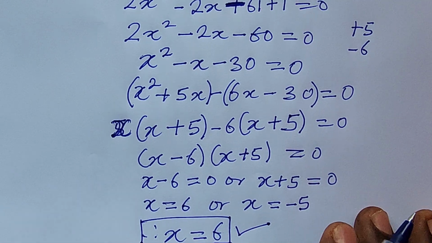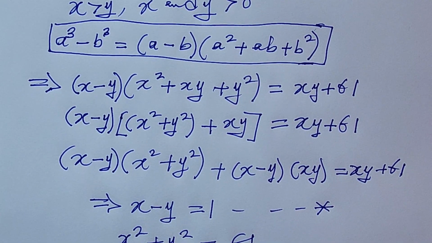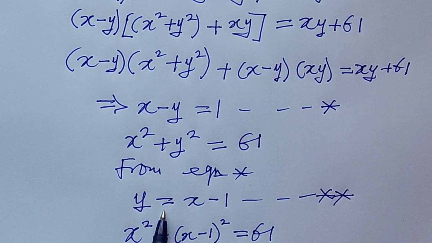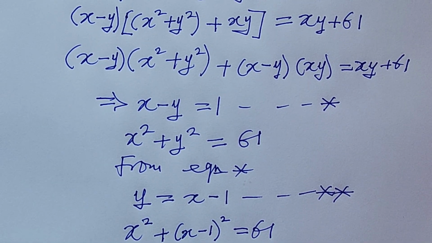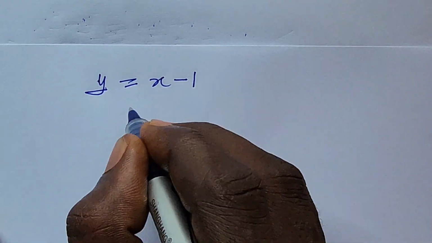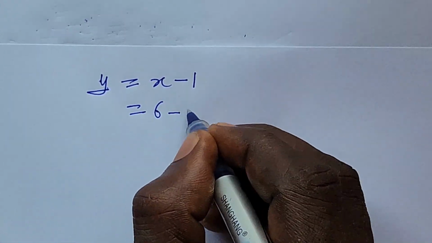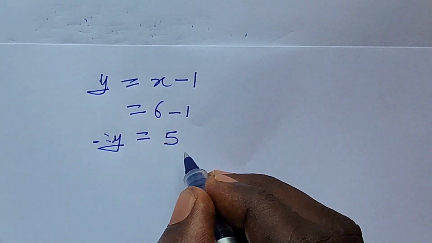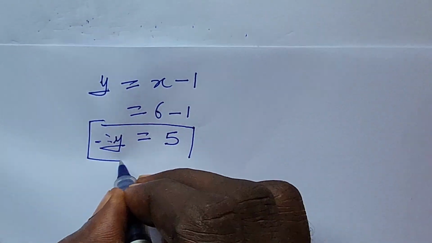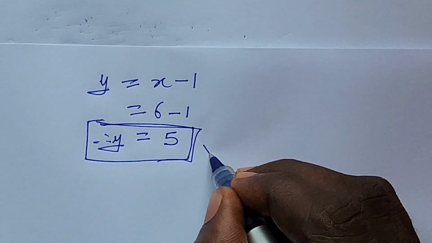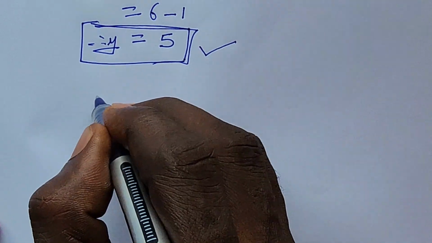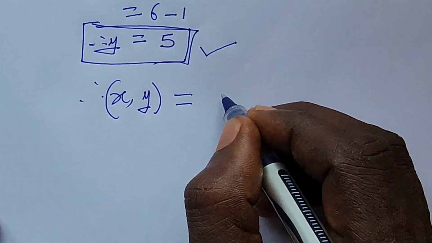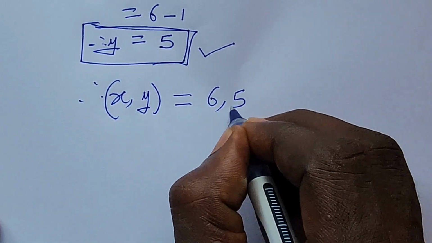So how do we get the value for our y? Now recall equation star or equation star star. Look at equation star star. All we just need to do is to substitute the value of x and get our y from here. So we have here 6 minus 1. And 6 minus 1 will give us what? 5. So therefore our y is equal to 5. All right. So now we've gotten the values of x and y. So x comma y will now be equal to 6 comma 5.